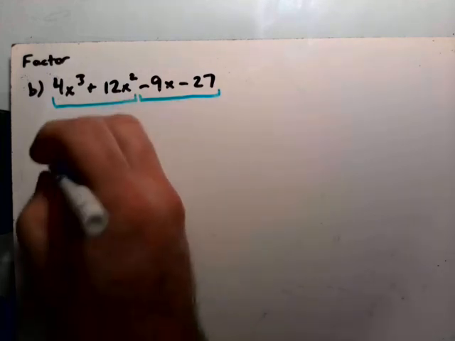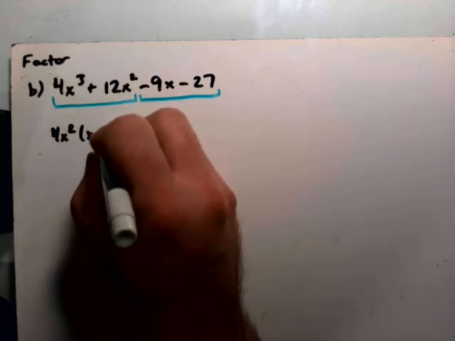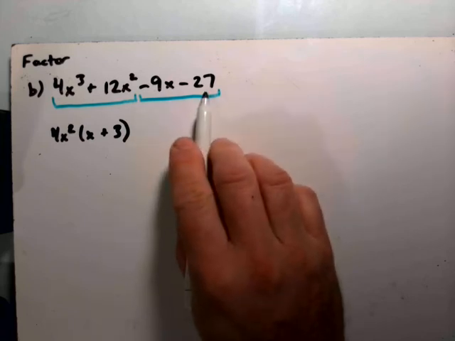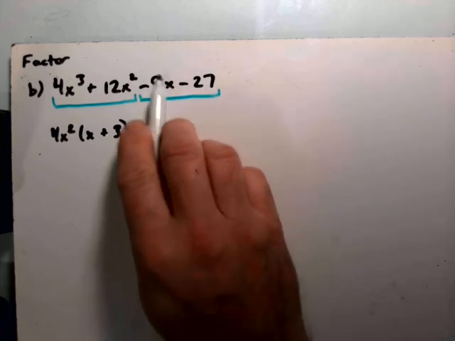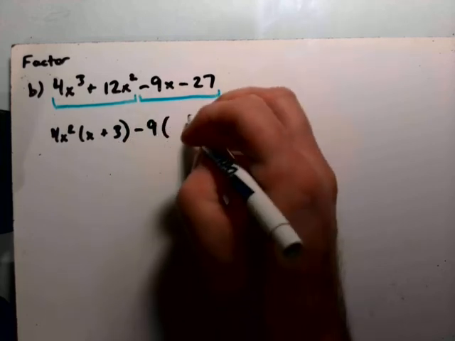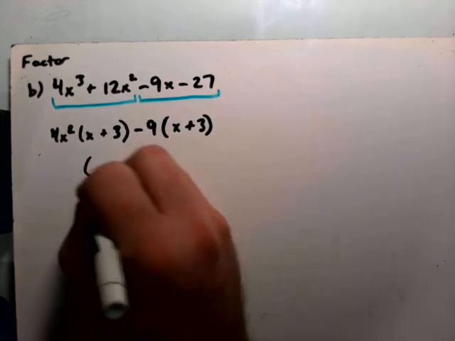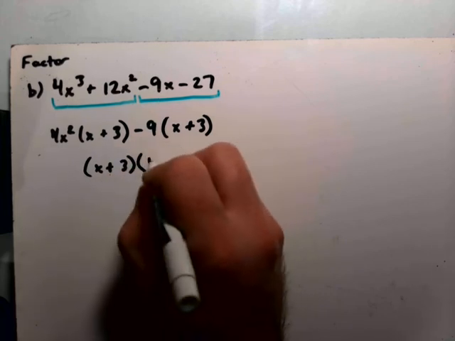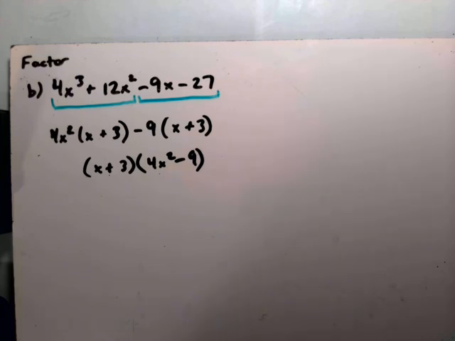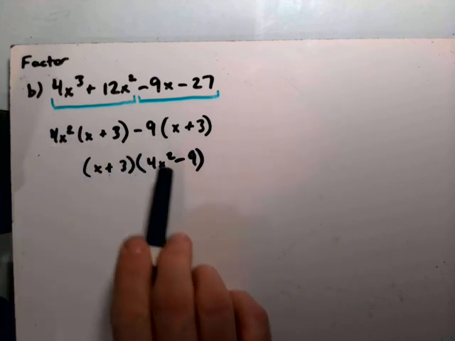The first 2 terms have a 4x squared in common. The last 2 terms have a 9 in common. I could factor out a positive or a negative. First term in the last group is negative, so I'm going to factor out a negative 9. I did get matching parentheses. So that does factor into an x plus 3, our matching parentheses, and then a 4x squared minus 9.